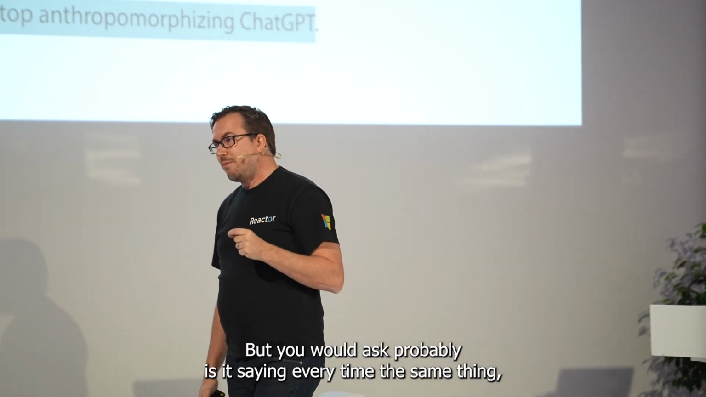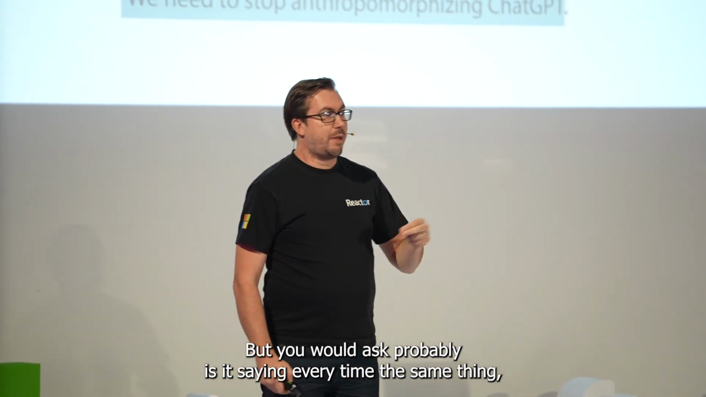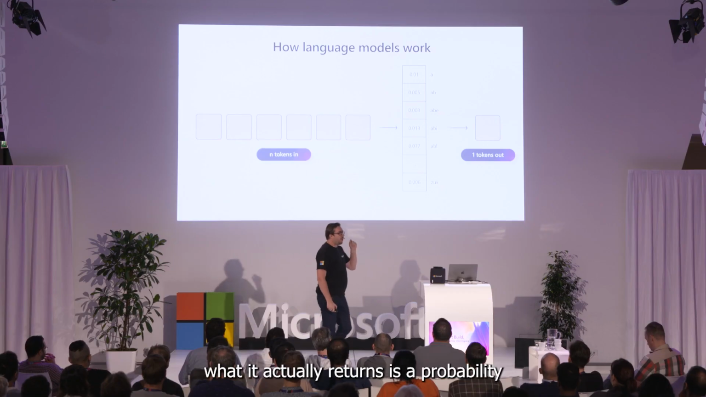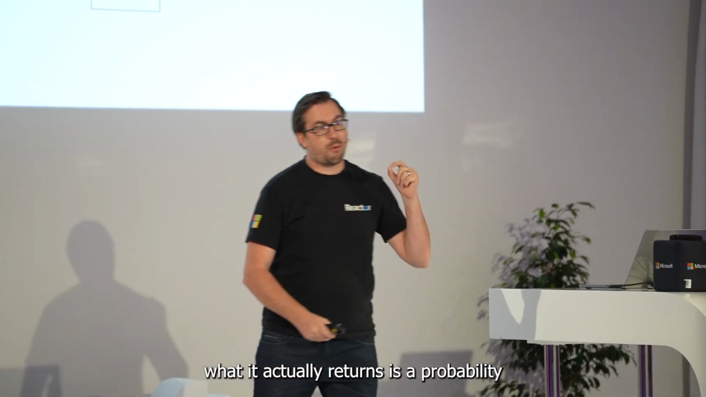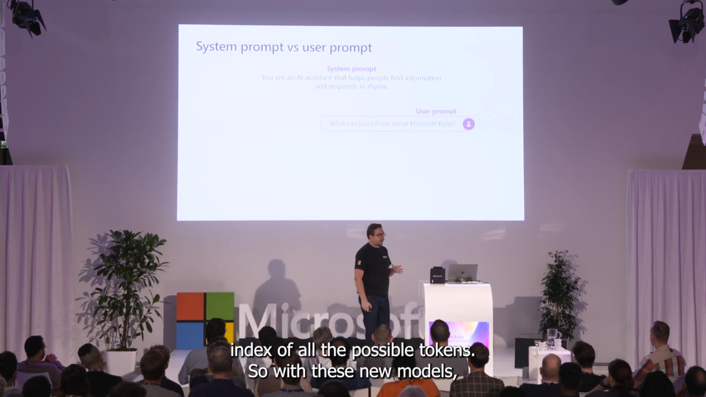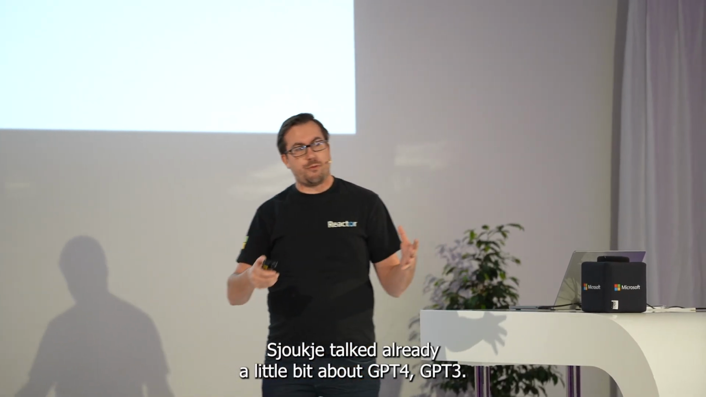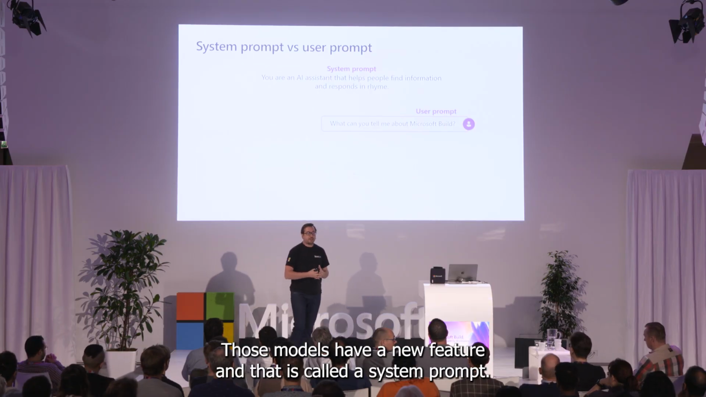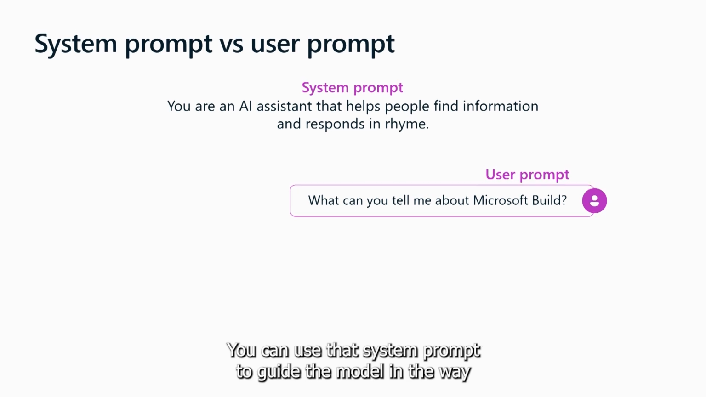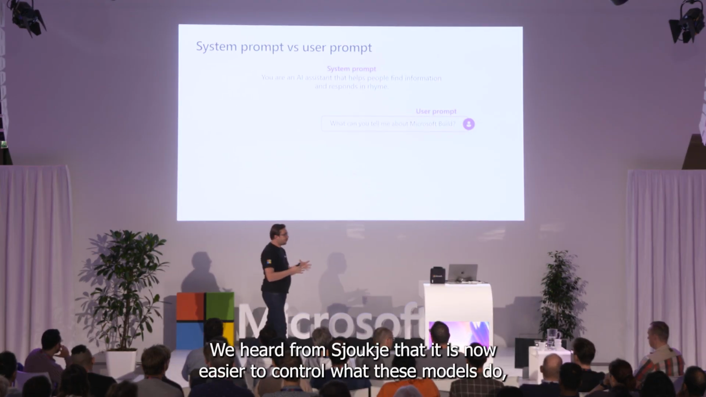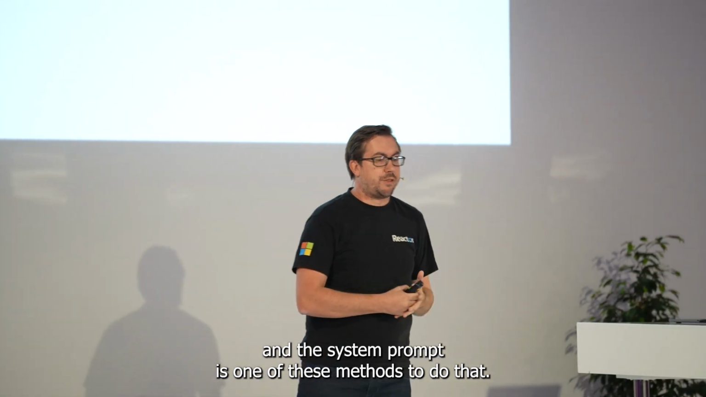But you would probably ask, is it saying the same thing every time? Does it predict the same token? And the answer is no. What it actually returns is a probability index of all the possible tokens. With these new models, Sjoukje already talked a little bit about GPT-4 and GPT-3, those models have a new feature called a system prompt. You can use that system prompt to guide the model in the way you want it to behave. Because we heard from Sjoukje that it's now easier to control what these models do, and the system prompt is one of these methods to do that.